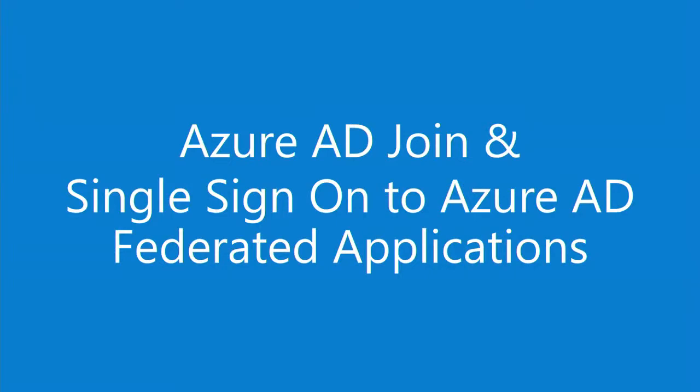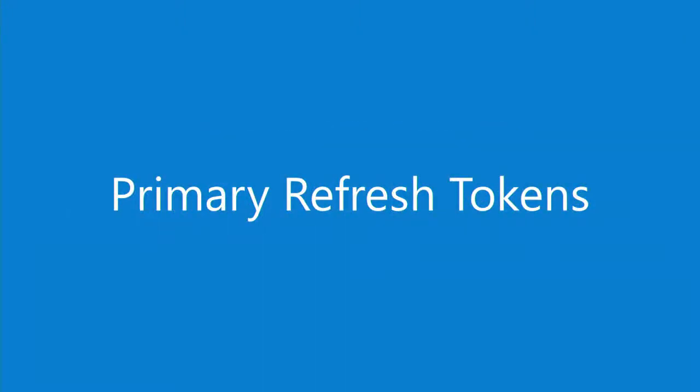Indeed. Right. So one of the things we saw there was single sign-on to our cloud-based applications. Now, as I said, we've got no ADFS in this infrastructure. The reason that single sign-on worked is because of these things called primary refresh tokens. Now, for those of you that are used to Kerberos and Kerberos tickets, these are very similar in concept to Kerberos tickets. They're the web version of a Kerberos ticket.